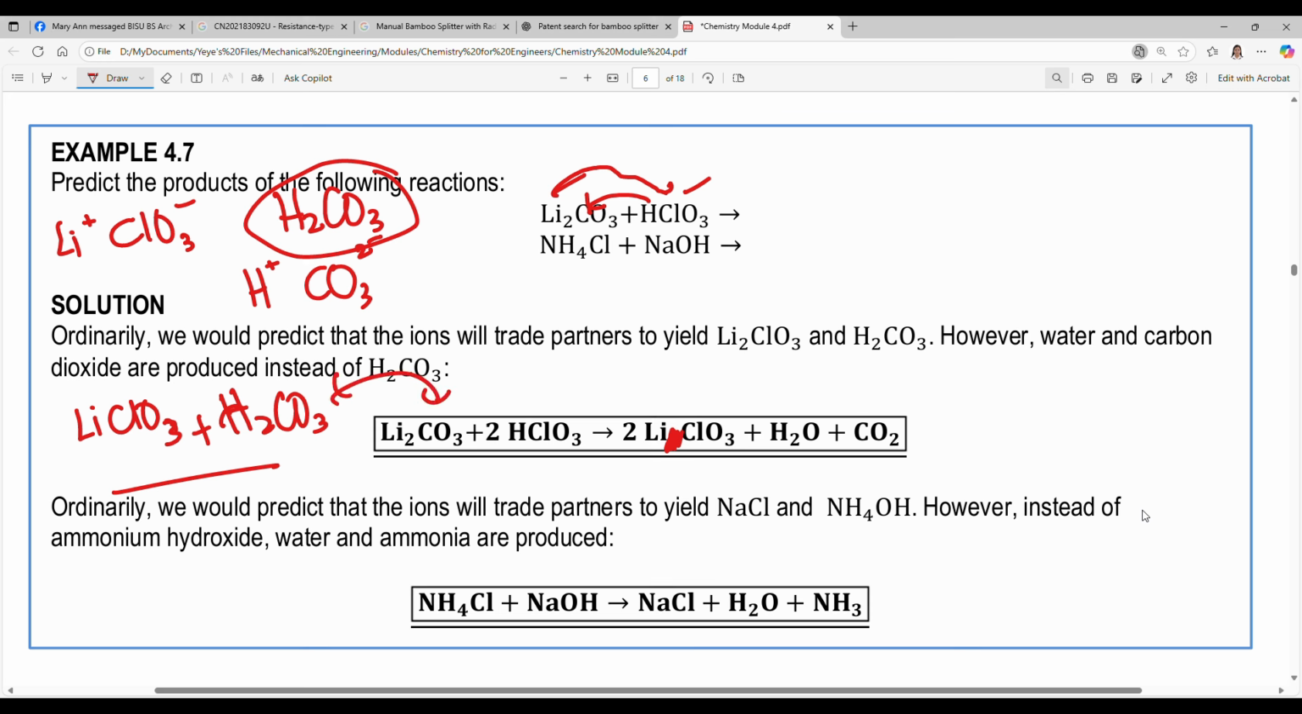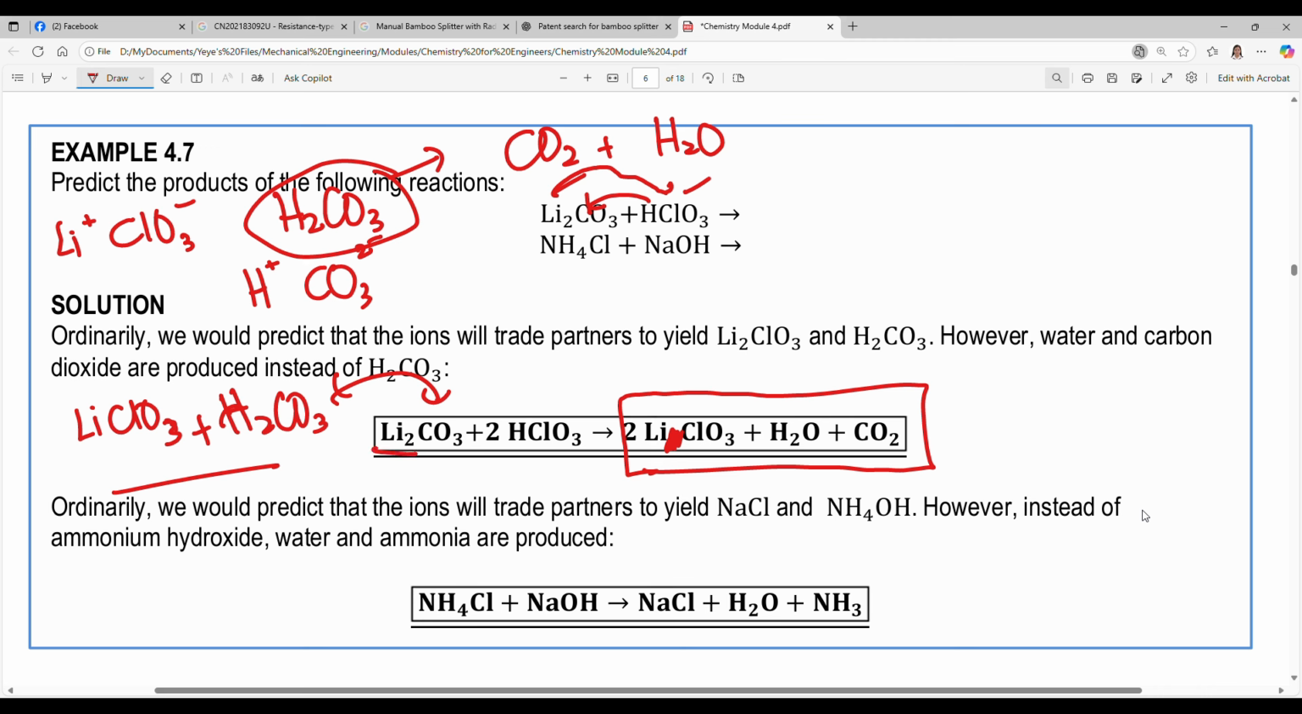Okay, since the product is carbonic acid, it needs to decompose. It decomposes into carbon dioxide and water. Okay, so this is now the final product: 2 moles of lithium chlorate and 1 mole of water and 1 mole of carbon dioxide. Okay? So, balance na siya.